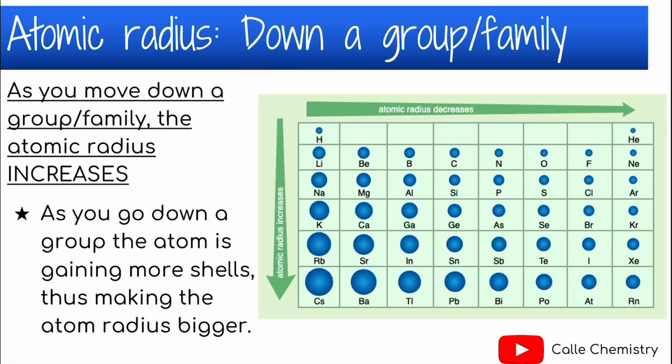Now, down a group, the atomic radius is increasing, and the reason for that is because the number of energy shells is increasing. So here, if we start from the top, the elements in period 1 have 1 orbital. The elements in period 2 have 2 orbitals. The elements in period 3 have 3 orbitals, etc. So now it's becoming bigger and bigger because we have more shells. You can think of it as layers. Now there are more layers to the atom, so it's becoming bigger.